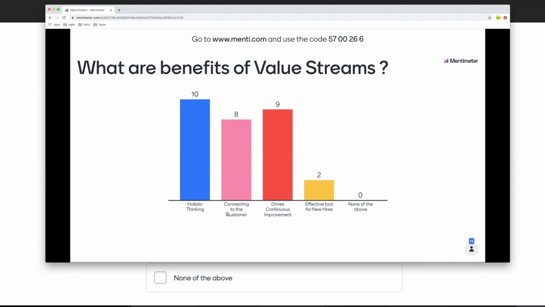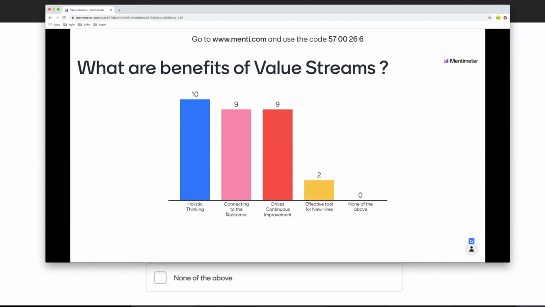One of the less obvious ones is that it is an effective tool for new hires. The holistic thinking and the objective nature of value stream points to that direction. New hires can quickly look at an operational value stream and fairly easily get the lay of the land, understand the flow of information, as well as areas of the gaps that might exist or the impediments, and it gets them in a position where they're very quickly able to hit the ground running and start contributing right away.